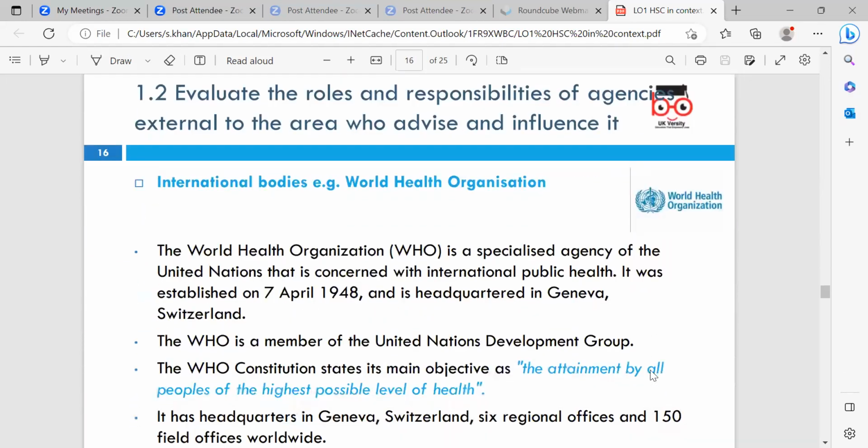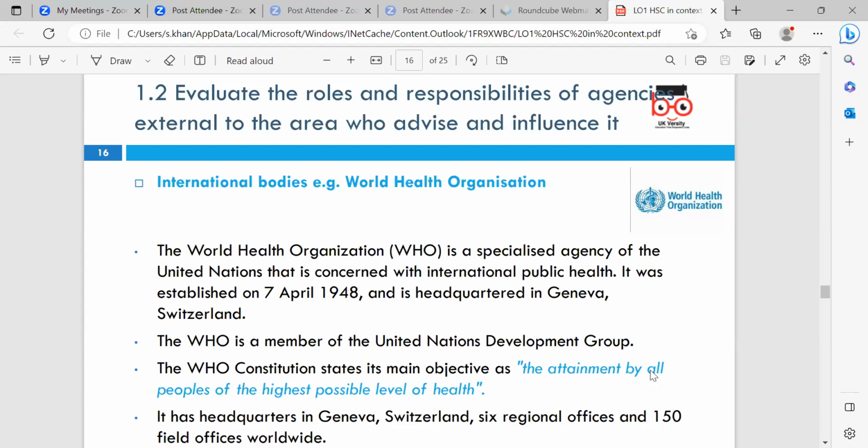1.2. Evaluate the roles and responsibilities of agencies external to the area who advise and influence it. And the next one is the international bodies, which also influence it, and it's things like the World Health Organization. The World Health Organization, WHO, is a specialized agency of the United Nations that is concerned with international public health. It was established on 7th of April 1948, and its headquarters are in Geneva, Switzerland.